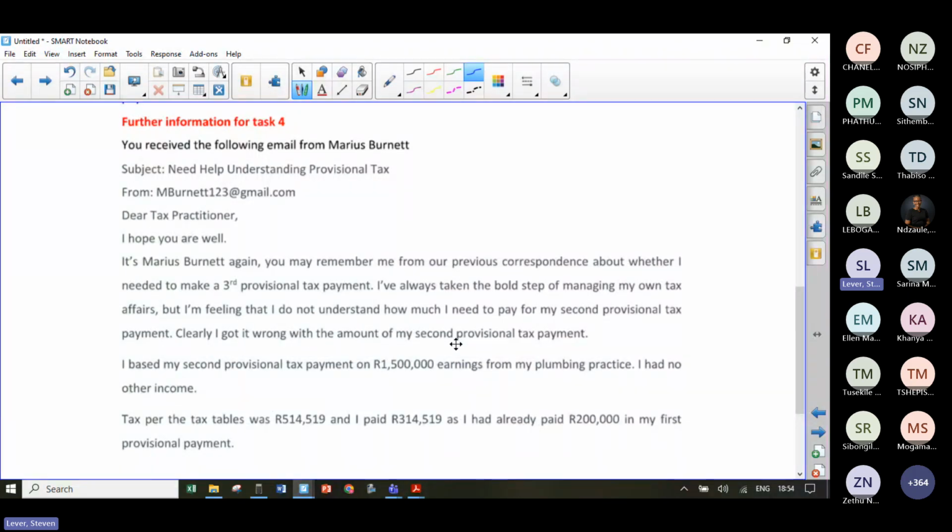Clearly, I got it wrong with the amounts of my second provisional tax payment because I overpaid 119,000 Rand. I based my second provisional tax payments on 1.5 million earnings from my plumbing practice. I had no other income. Tax per tables was 514,519, and I paid 314 as I'd already paid 200 in my first payment.